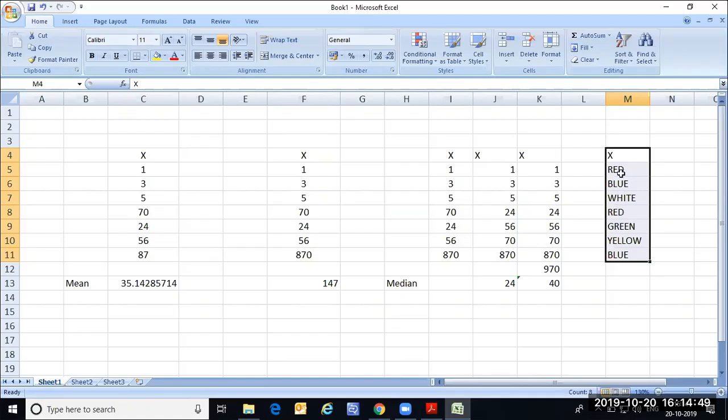The clear categories. How many categories do we have? Red, blue, white, green, yellow. 5 categories are there. Right? Each of these categories is mutually exclusive from other categories. It can be one of these 5 categories. Cannot have any middle value, right? So can I calculate the mean for this data?